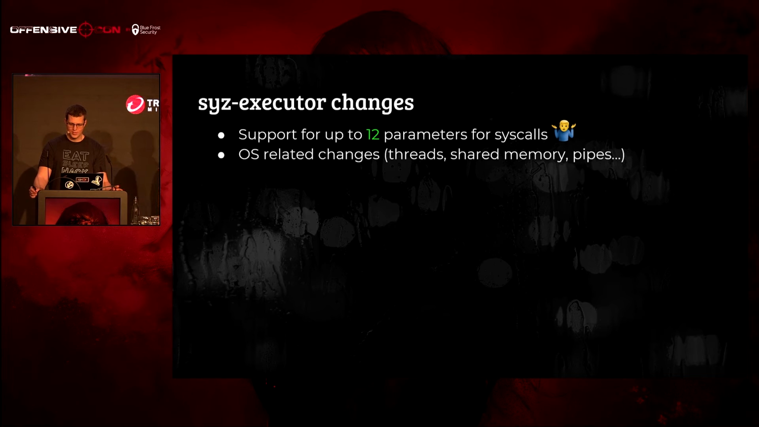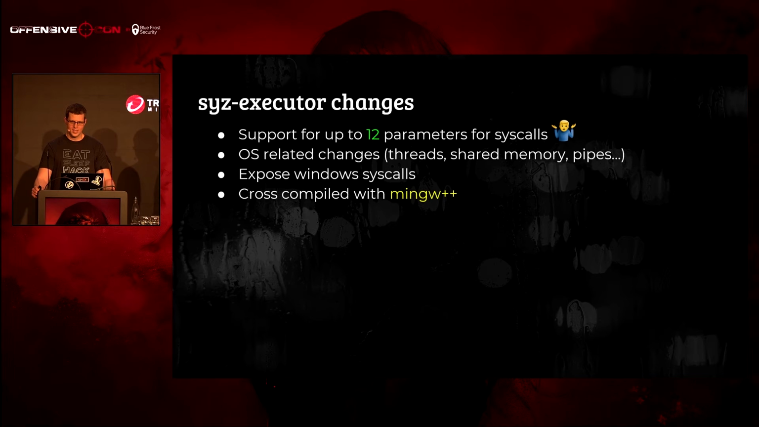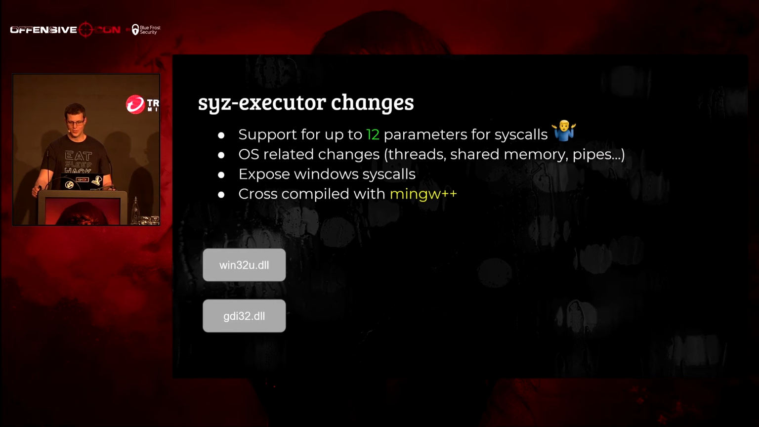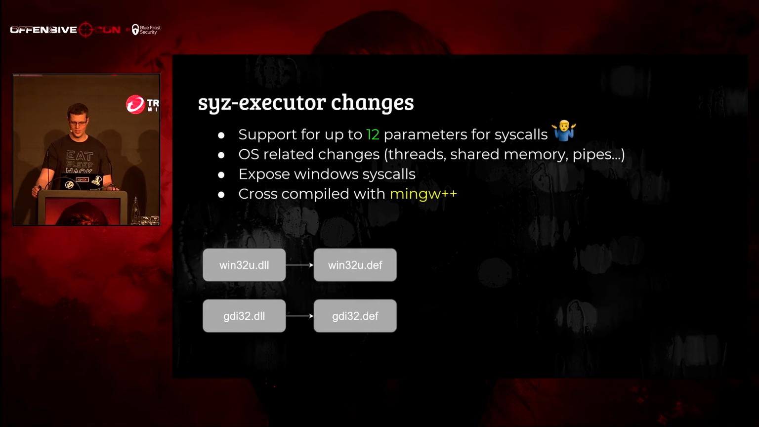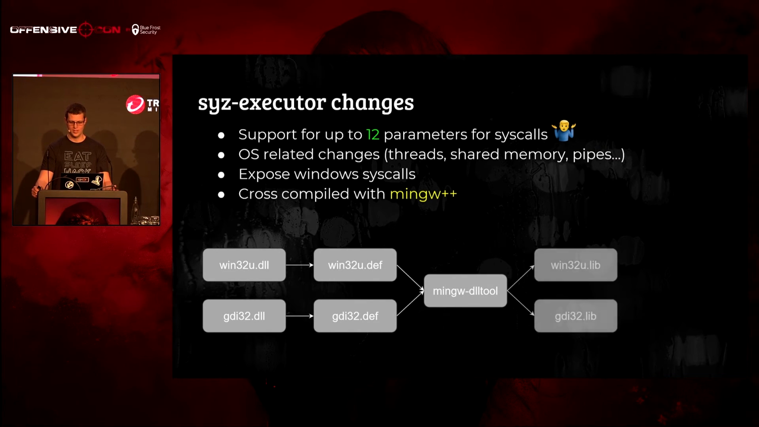Then we ported some OS-related changes around thread management, shared memory, pipes, to name a few. We had to expose Windows syscalls to the executor. And we decided to build everything on Linux because it was much easier for us, but it caused us a few headaches. So the method for building all of this on Linux starts like this. You start with Windows DLLs. Then you use a tool named gendef to generate def files. Then you use another tool called MinGW dlltool to generate import libs. And finally, you link it all together to your happy executor.